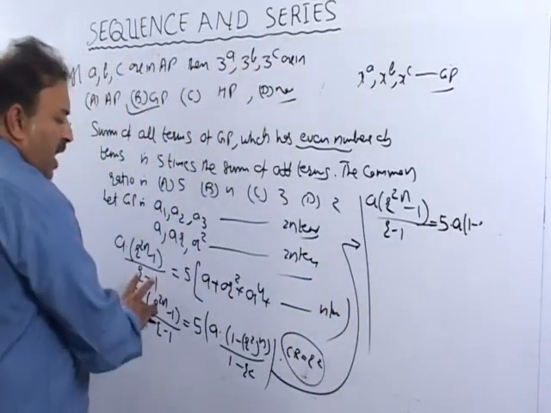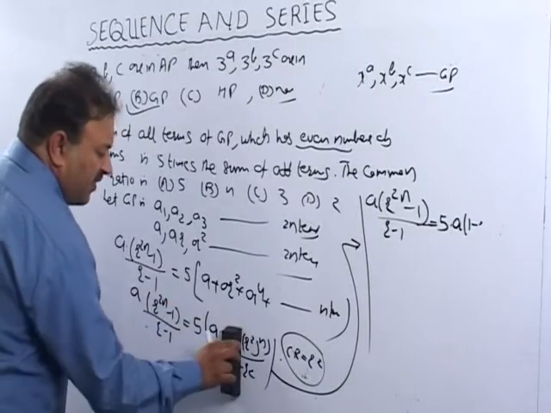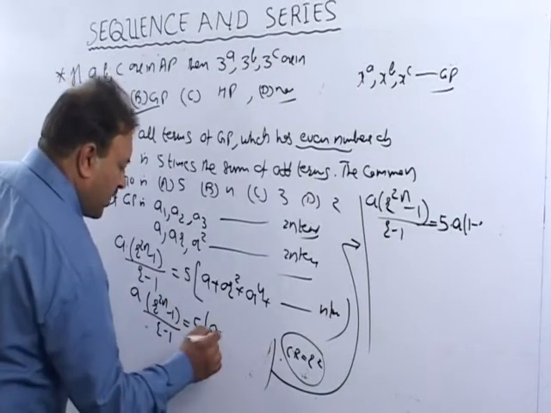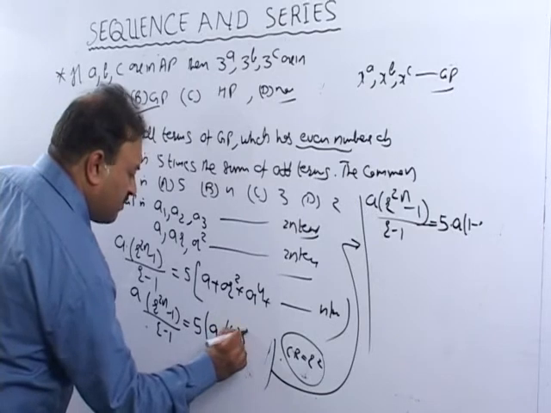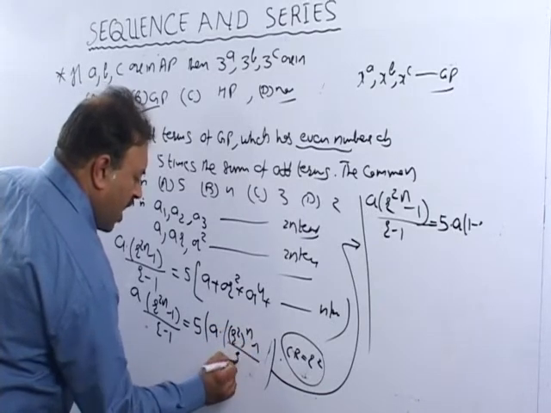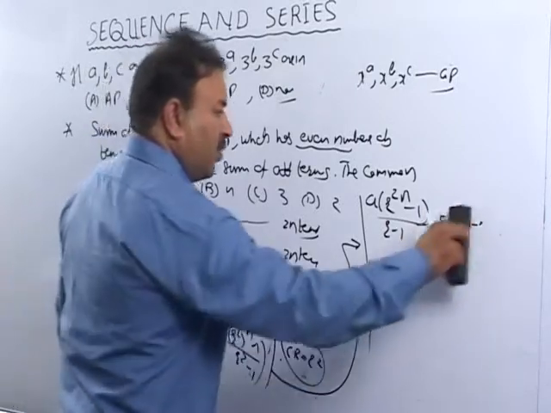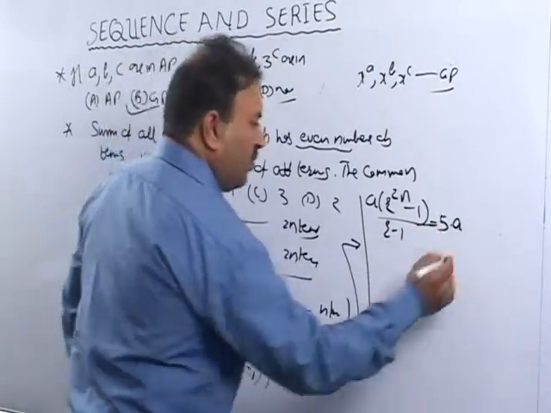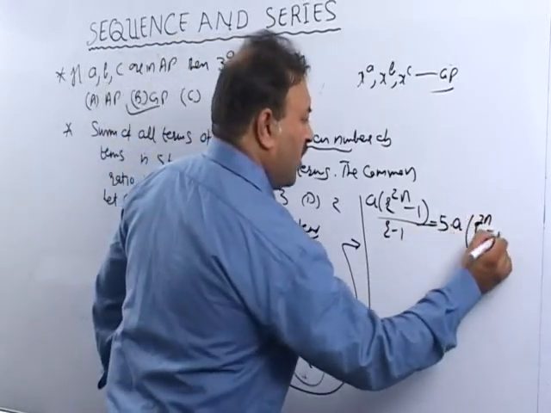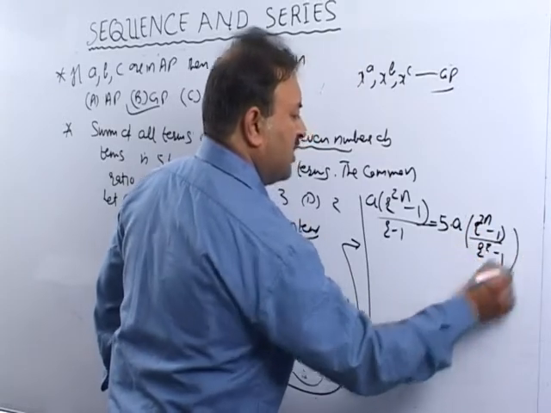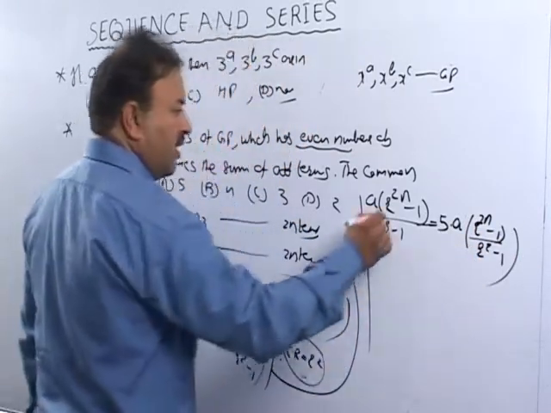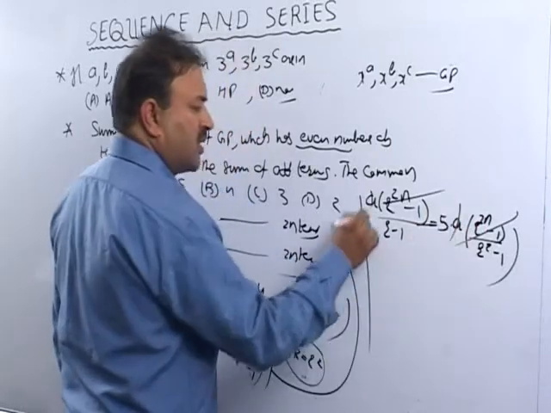Since we are taking R greater than 1 here, we will take greater than 1 here too. So I am correcting this a little. I write R square to the power n minus 1 upon R square minus 1. So what will come here? A into R to the power 2n minus 1 over R square minus 1. Now here this will be cancelled out, this will be cancelled out.